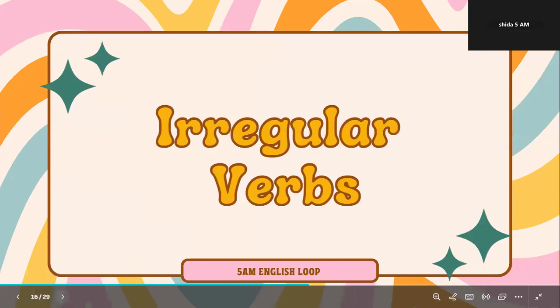So, we are moving on to irregular verbs. Irregular verbs, on the other hand, don't follow this rule. They like to break the pattern and change completely. Let's look at some examples.